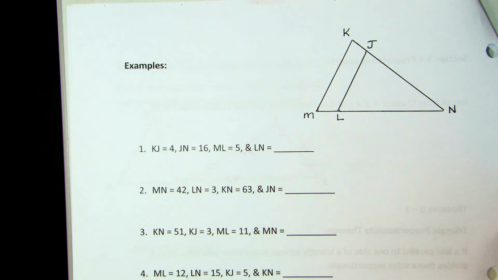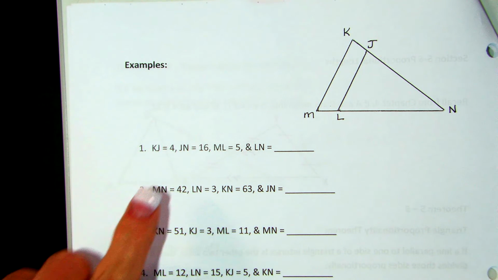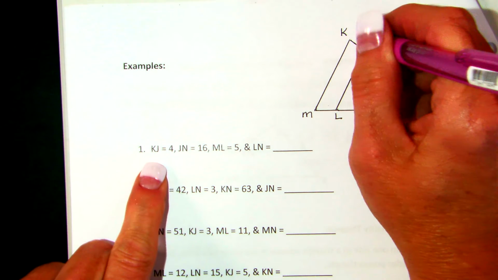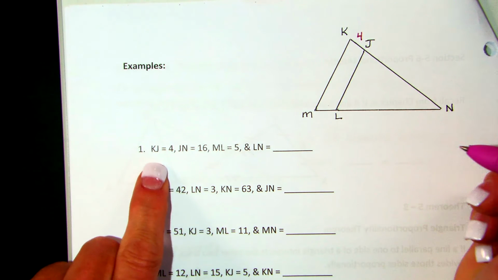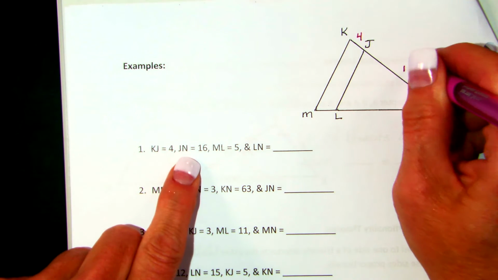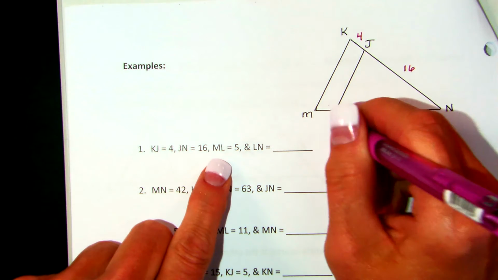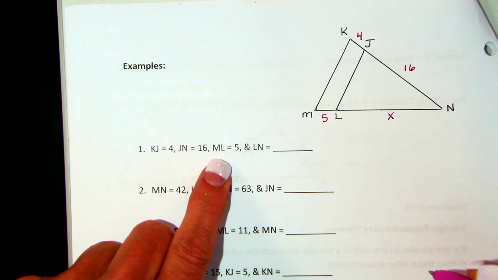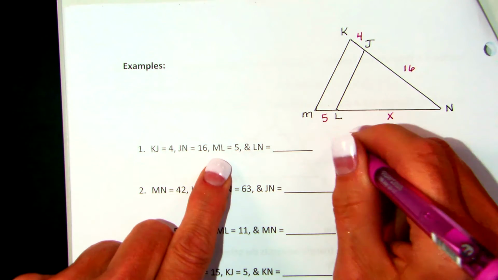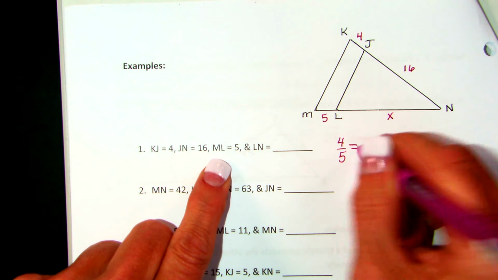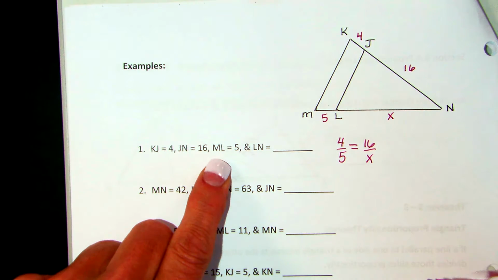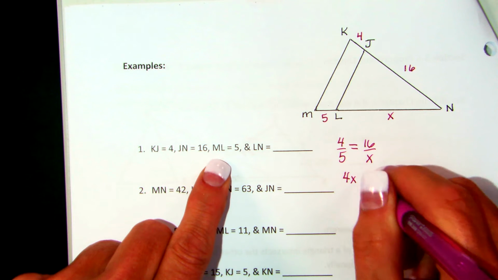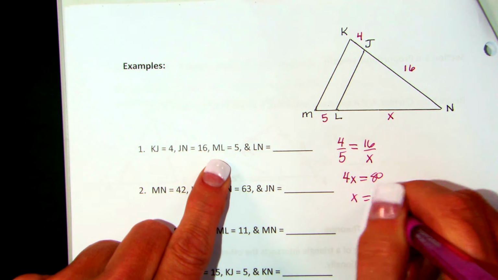All right, so we'll go through a couple of these and then I'll leave you some to try, and then you can look at the completed notes online and see if you got them correct. So the first one, if we know that KJ is 4 and JN is 16, and we know ML is 5, and we're looking for LN, then there's a couple different ways you can set it up. I just said 4 is to 5 as 16 is to X. And then you get 4X equals 80, so X is 20.